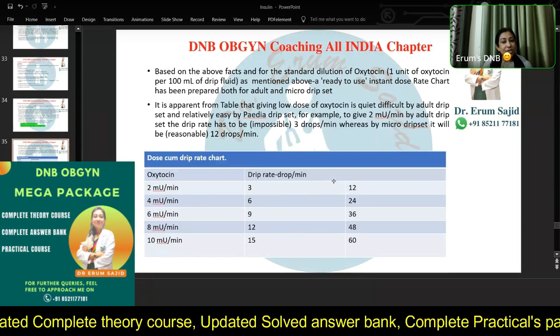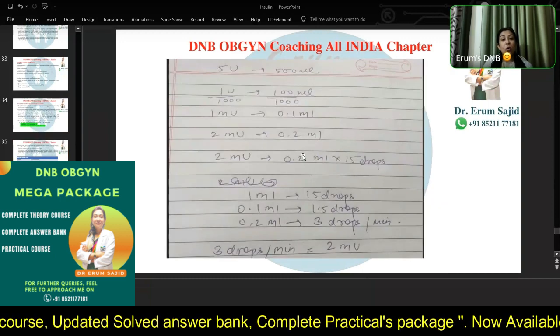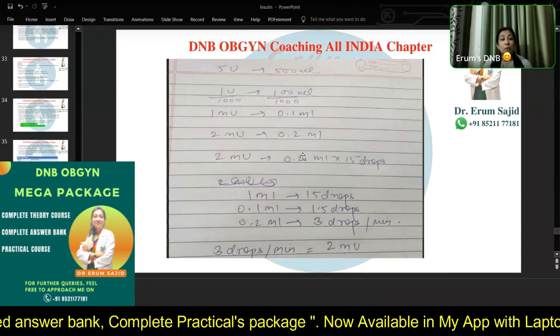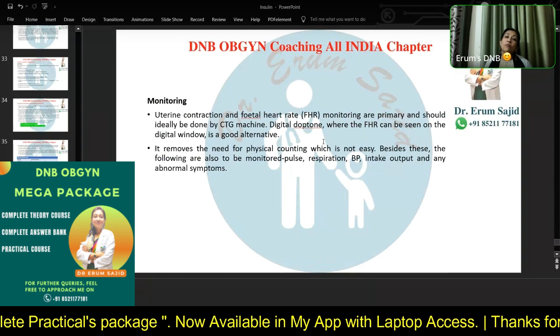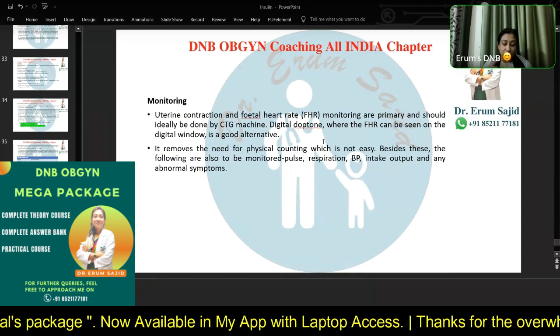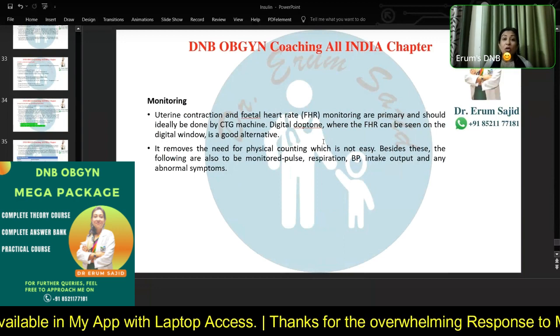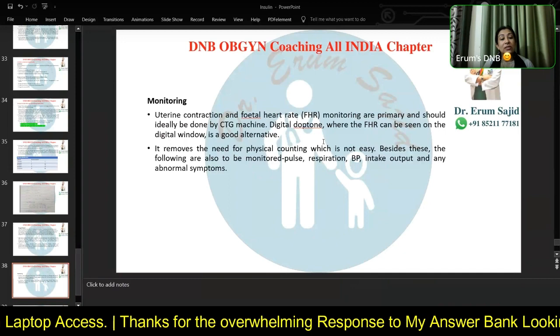beautiful calculation. I'm sure everybody is now much more confident than they were before about the calculation. And if you still have doubts, please approach me. I have no problem. Then you have how to go beyond this, how to monitor. Obviously you have to see the contraction, the frequency, the intensity, the duration, the gap in between the contractions, fetal heart rate, how it's responding, and that's how you titrate with oxytocin.